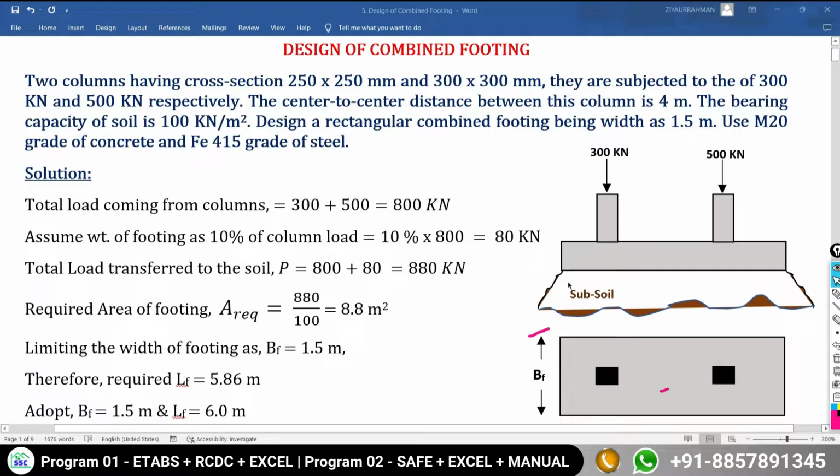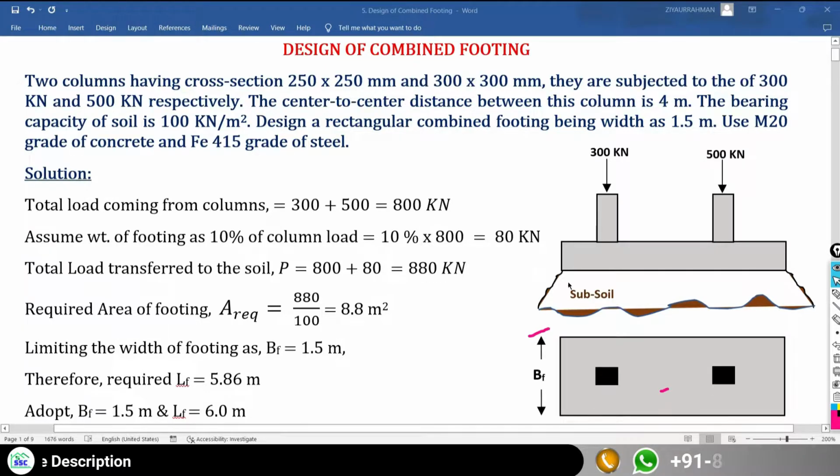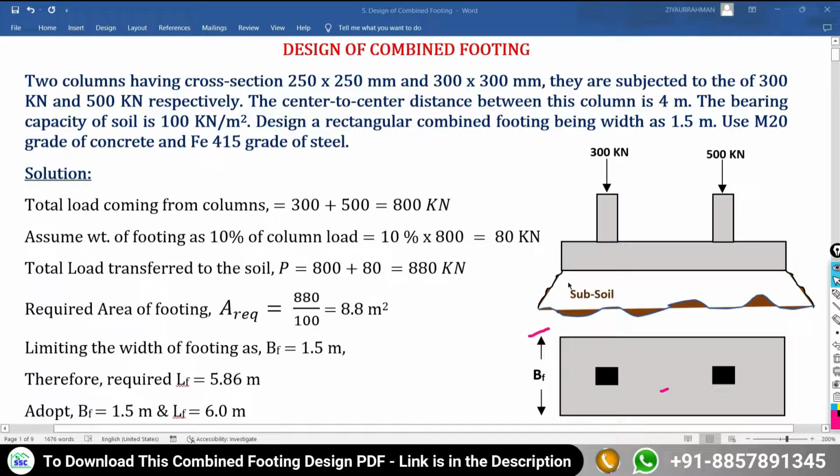Now I want to calculate the in-plan size of your footing as length and width. Or in another way, you can say how much area of footing is required. So the area of footing required is equal to your total load that is going to be transferred to your subsoil divided by SBC of the soil. In our problem statement, the SBC of the soil is given as 100 kN per meter square. So if you take the ratio of total load divided by SBC of the soil, you will get the area of footing required as 8.8 meter square.